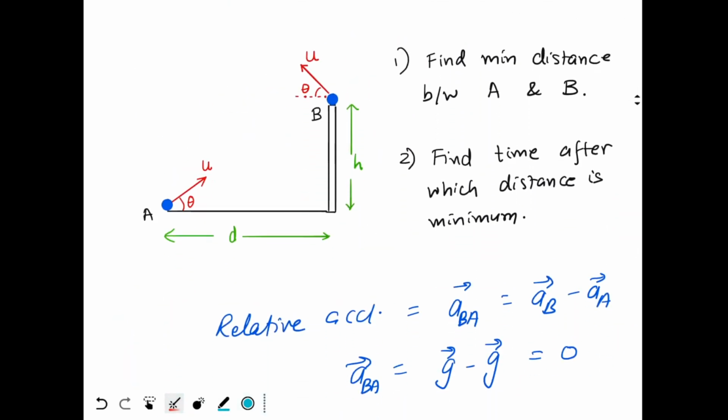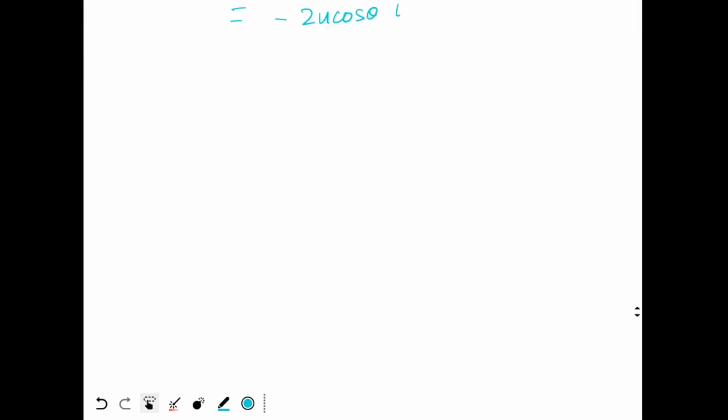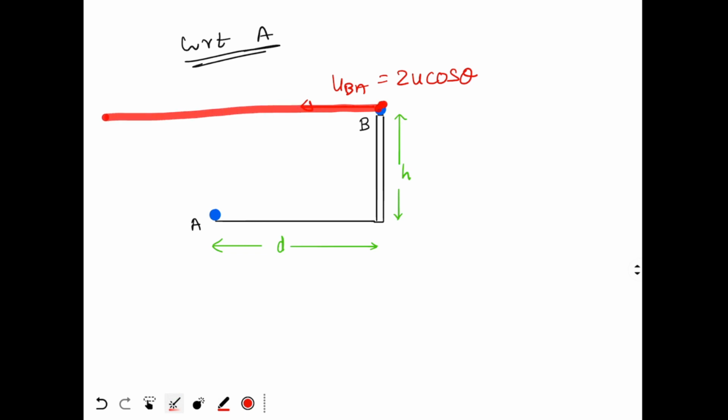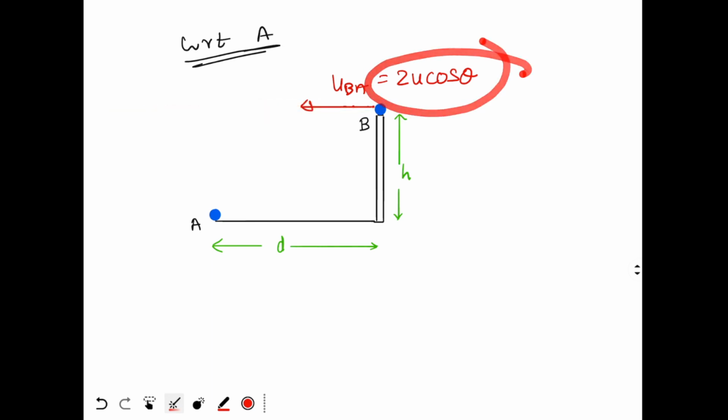So now we draw this diagram again, but we will look at it in relative motion, with respect to A. With respect to A, A will remain at rest and B will have velocity only along the horizontal direction. u_BA equals 2u cos theta, and particle B will follow this horizontal straight line with constant velocity 2u cos theta. So it's going in a straight line.